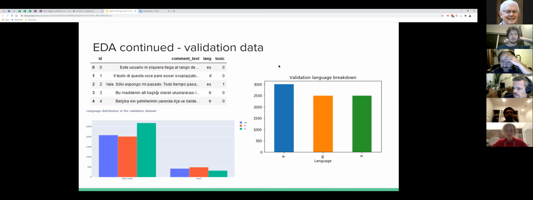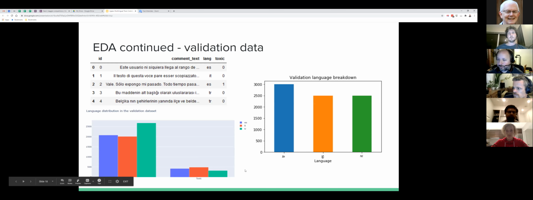And the breakdown of languages, these seem fairly balanced. You've got Turkish, Spanish, and Italian. I don't know, they seem to me like they're fairly balanced. But this graph down at the bottom here shows the clean on the left and the toxic on the right, and they're very unbalanced, kind of similar to the training data. There's far fewer toxic comments than clean ones. Did that help? Is that what you were looking for before, Matt?